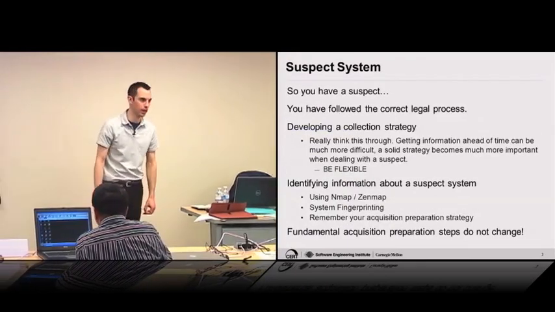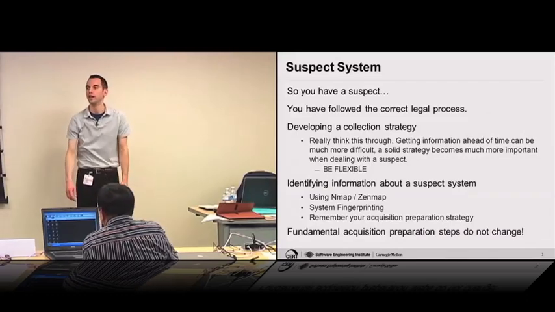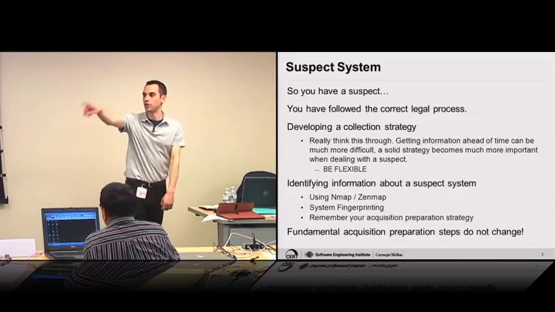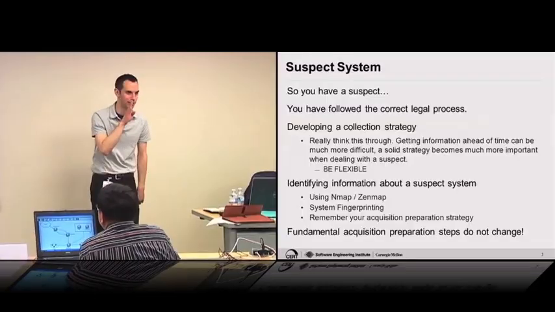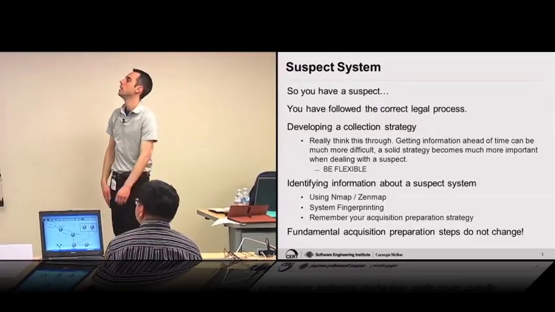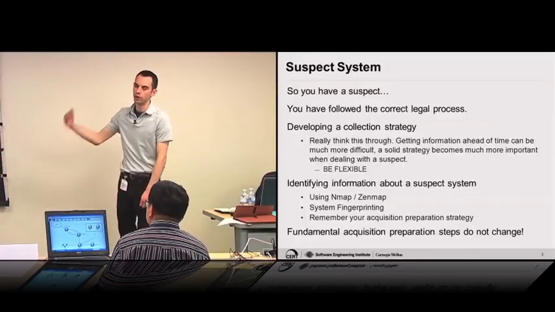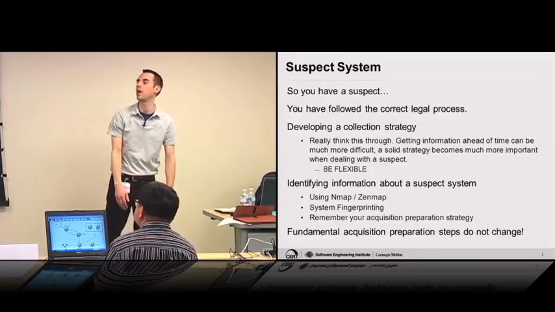So you have a suspect, right? In our case, we have this IP address of our suspect, that Zybox, which is at 192.168.51.200. Ignore the 138 address, that's me screwing up. So we're going to assume it's this 200 address. You're assuming that you followed the correct legal process, and you will from this point forward as well.